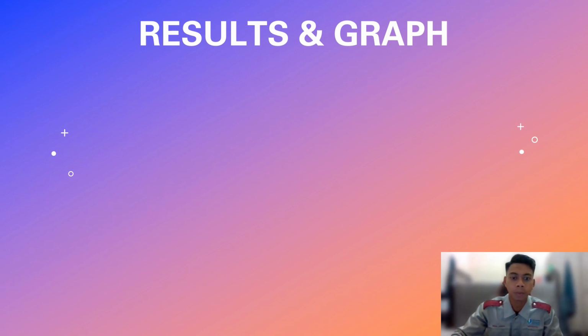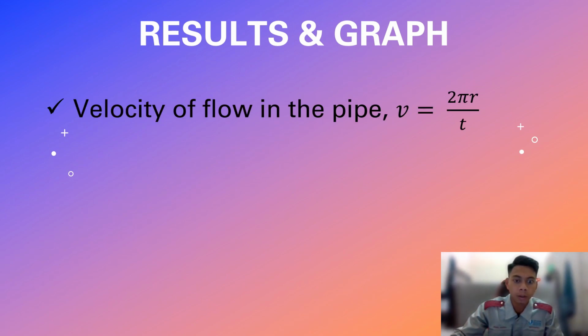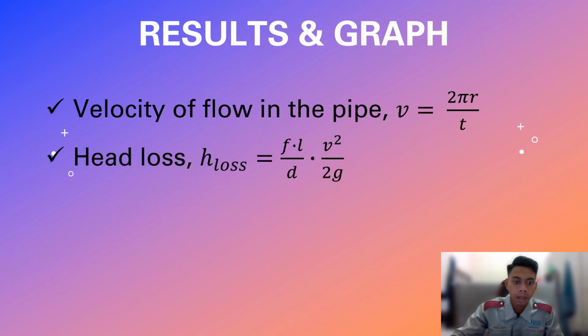Now I want to explain about the results and graph for our experiment. For velocity of flow in the pipe, we use the formula V equals 2 pi R over T, and for the head loss we use the formula F L V squared over 2 D G.